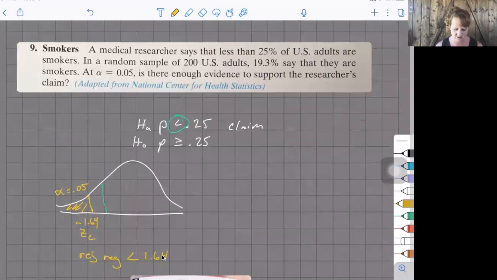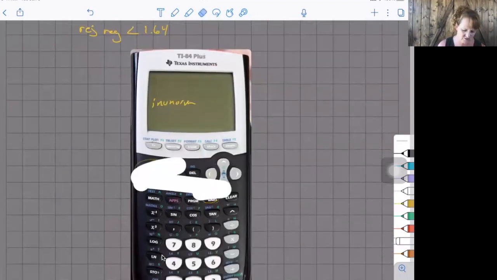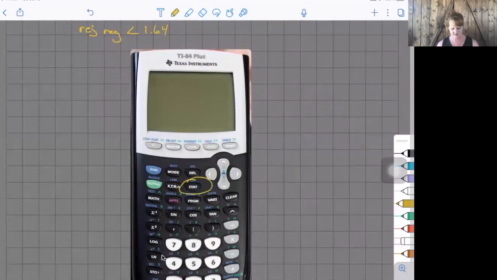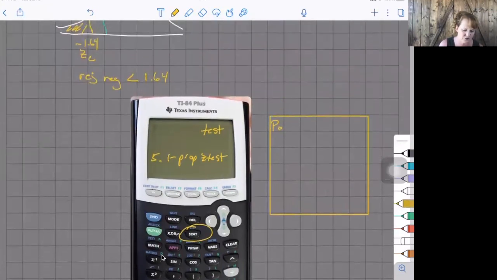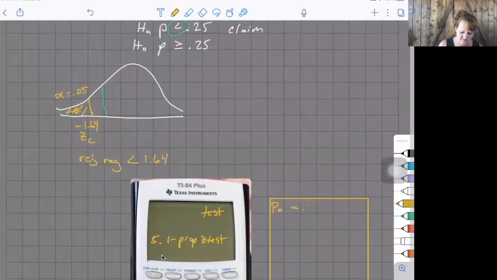We are going to go, my TI people, you are going into stat. And you're going over to tests. And you're going to, mine is number 5, it's 1 prop Z test. Okay, that stands for one proportion, one population proportion, and it's a Z curve. You're going to hit enter on that, and it's going to ask you for your P naught. That's like your mu. That's what's your claim about. What is the claim on the population proportion? So for us, that's going to be 0.25.